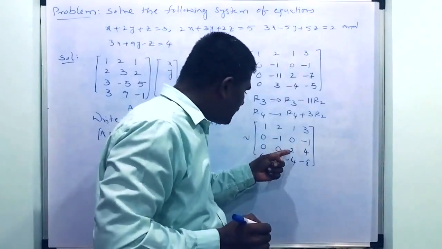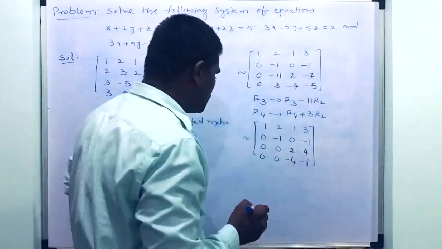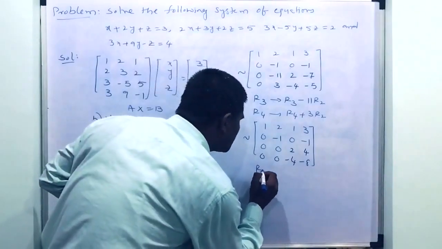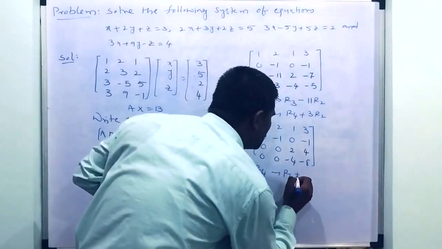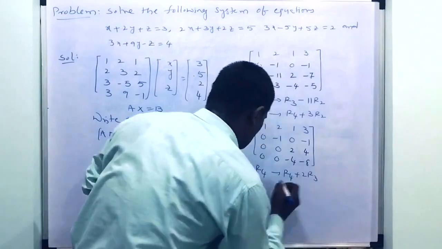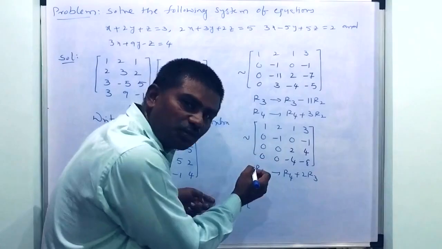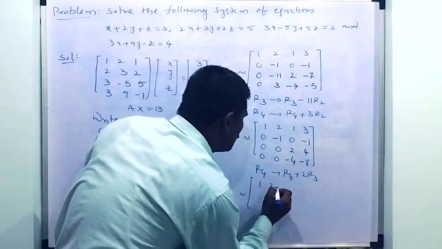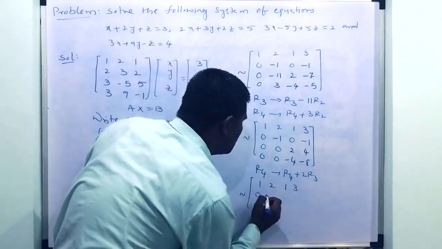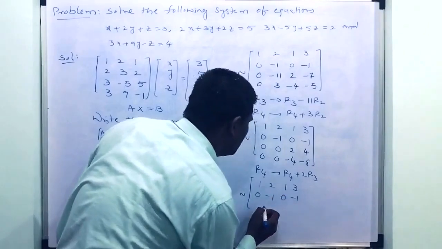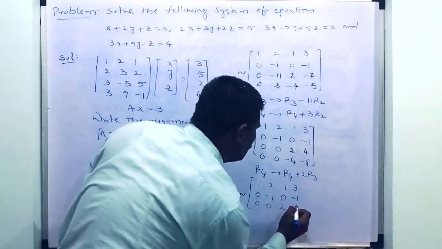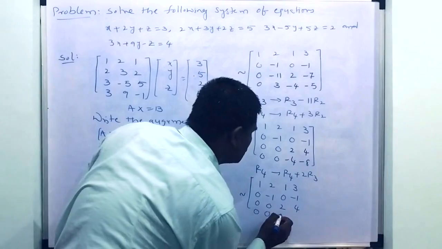Now, use this element and make this one 0. That means R4 goes to R4 plus 2R3. If you do so, which is equivalent to, no change in the first three rows: 1, 2, 1, 3; 0, -1, 0, -1; 0, 0, 2, 4; 0, 0, 0, 0.